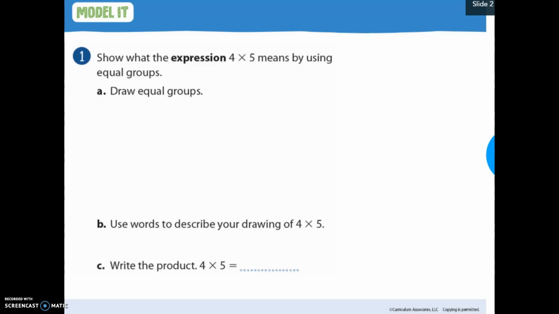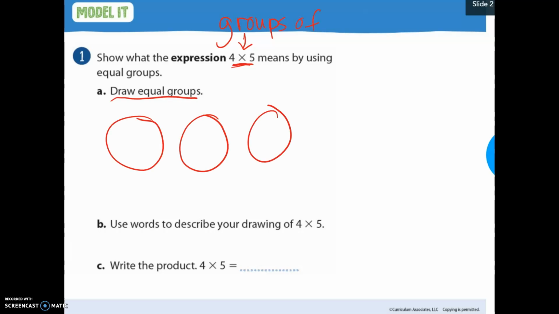Number 1 says show what the expression 4 times 5 means by using equal groups. The first instructions say draw equal groups, and we're doing 4 times 5, and remember that this multiplication sign means groups of. So 1, 2, 3, 4 groups of 5. So we're going to do 4 groups of 5 objects.